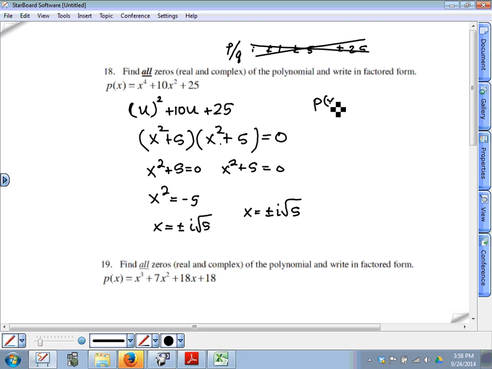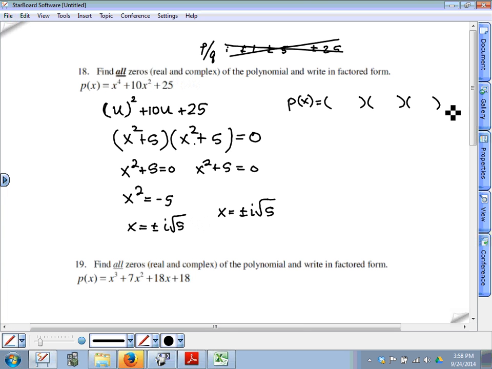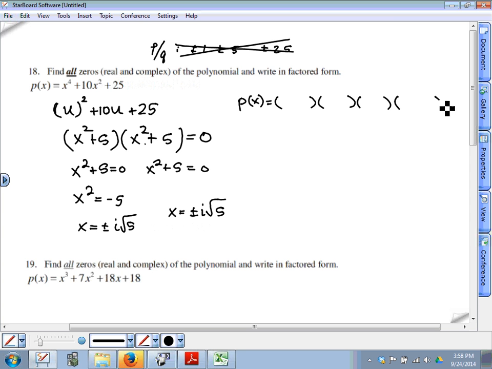So written in factored form, since it's a fourth degree polynomial, we really have 4 factors. If it's all expanded out, we have x minus I root 5, x minus I root 5, x plus I root 5, and x plus I root 5. You could write this a little bit shorter way and square the first. So you could write this as x minus I root 5 squared, and then x plus I root 5 squared.